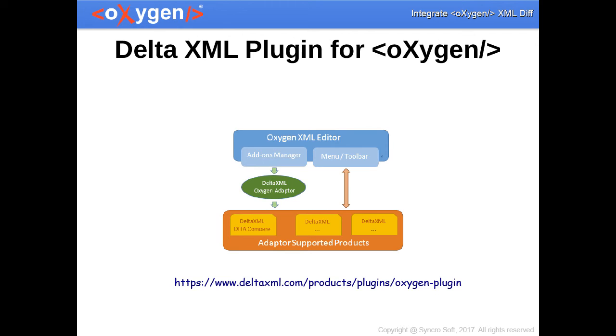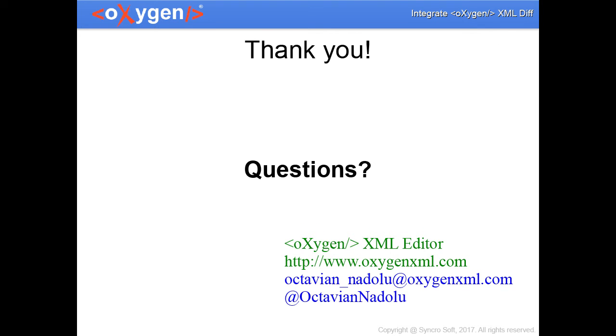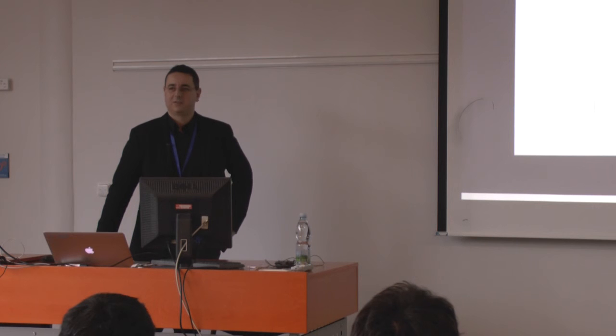And of course, we have also the Delta XML plugin available in oXygen. It's a different approach. The diff will be presented in the author page as change tracking. But for more details, you can check their website. So thank you. This was about the XML diff support.